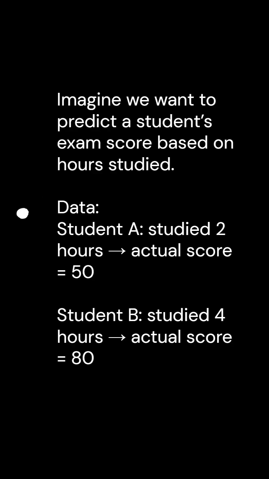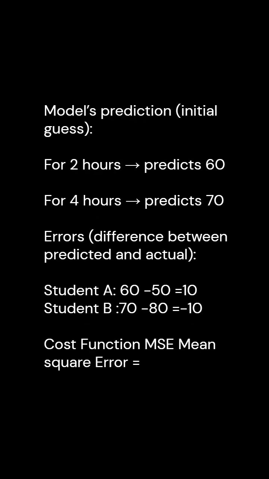The data accumulated is that student A has studied 2 hours and the actual score is 50, and student B has studied for 4 hours and the actual score is 80. But the initial guess from the model is, for 2 hours the predicted marks are 60 and for 4 hours of study the predicted marks are 70.